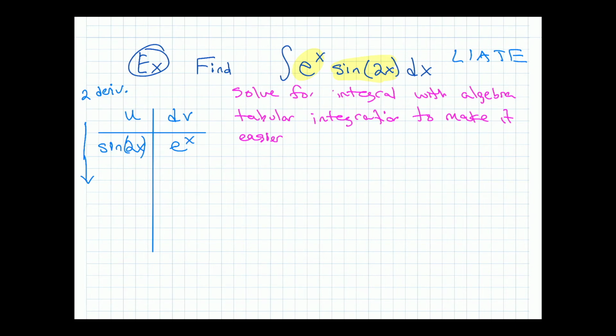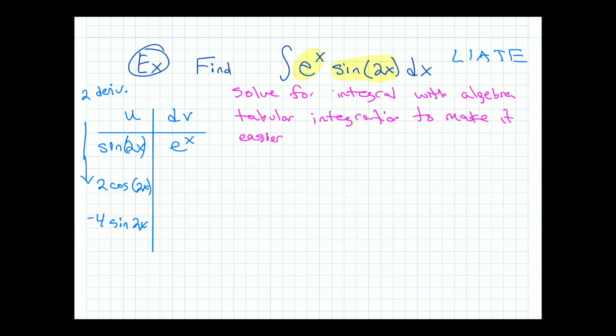Why 2? Because that's what makes it work, okay? So take the derivative of sine 2x. It is 2 cosine 2x, right? The 2 is from the chain rule. It's cosine 2x times 2. Take one more derivative. So you're going to get negative 4 sine 2x. Stop. That's as far as we want to go.